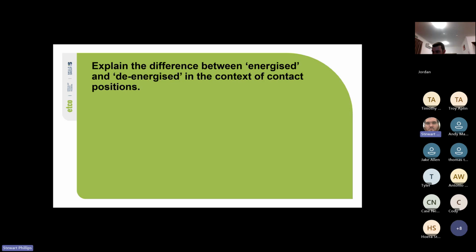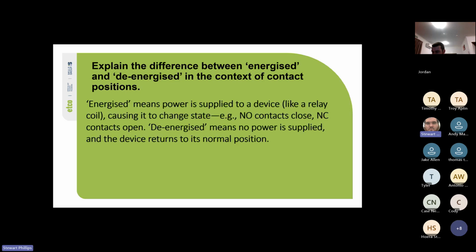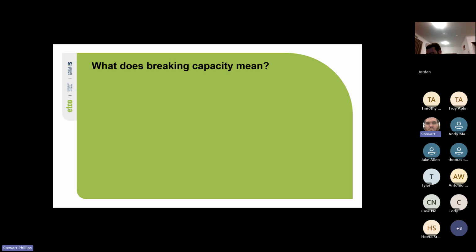Some good answers. Energized means power is supplied to a device like a relay or coil, causing it to change state. For example, the normally open contacts close and normally closed contacts open. De-energized means there's no power supplied and the device returns to its normal positions, so its normal, non-energized state. What does breaking capacity mean?